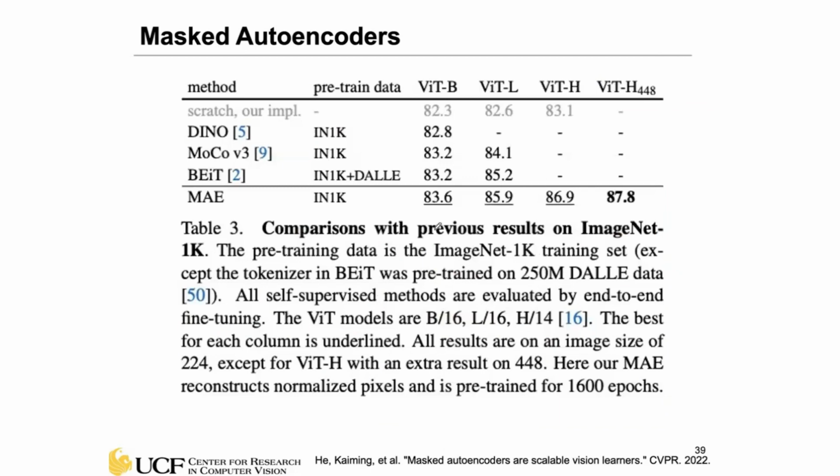And this is their comparison with other pre-training approaches. MoCo is another contrastive learning approach, and DINO as well. This is their performance. They all use the ViT architecture as the backbone to do the feature extraction or representation learning, and the masked autoencoder is able to outperform these other approaches.